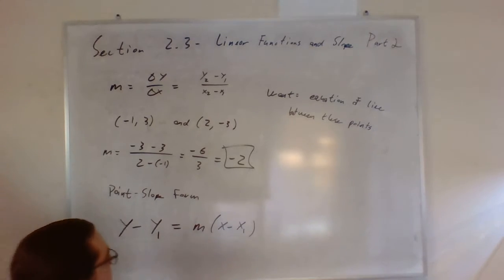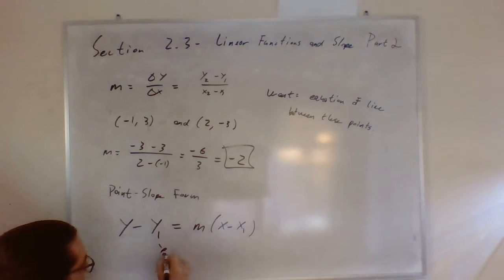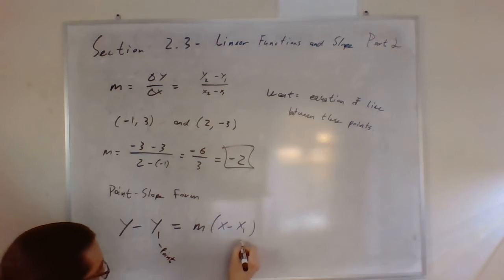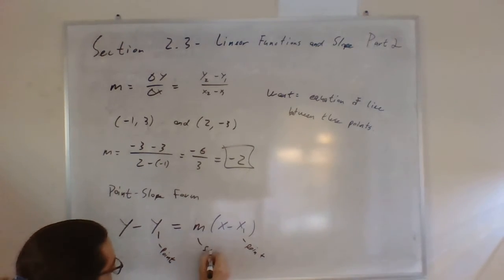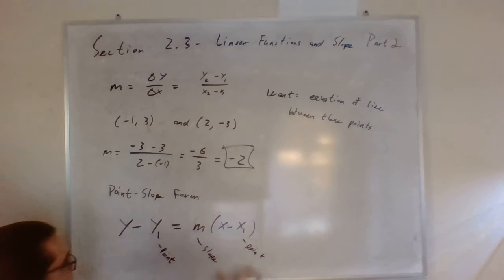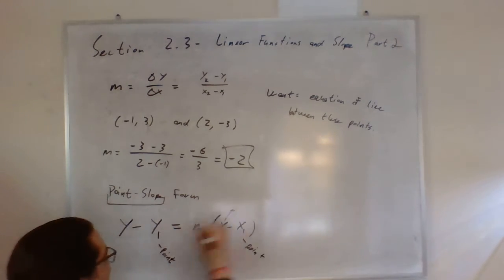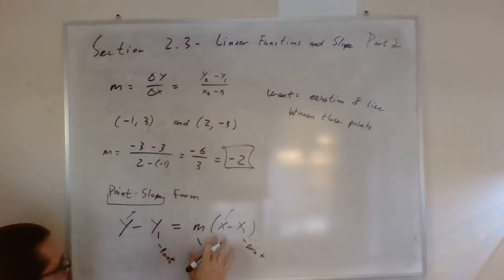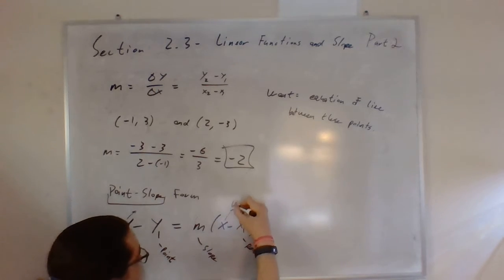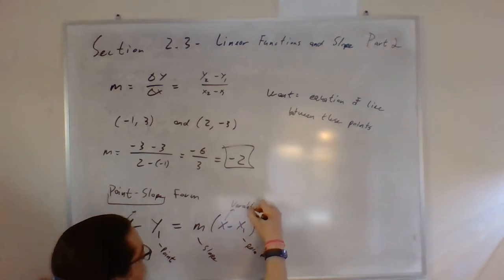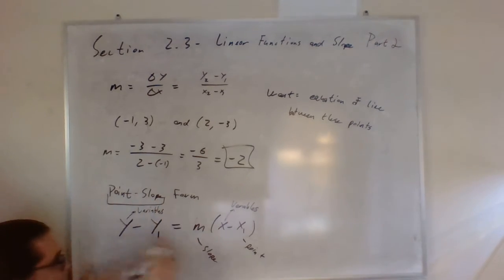But here's what's different about this one. y1 is part of a point. x1 is part of a point. m is the slope. These are what give it its name, point slope form. These guys are different. The y and the x, these are not from points. These are variables. And they stay x and y.